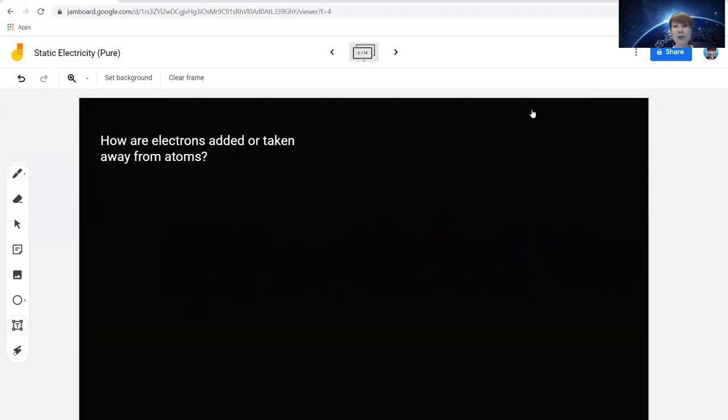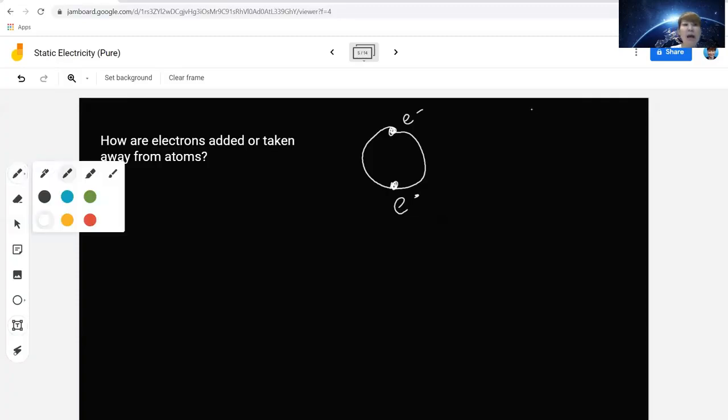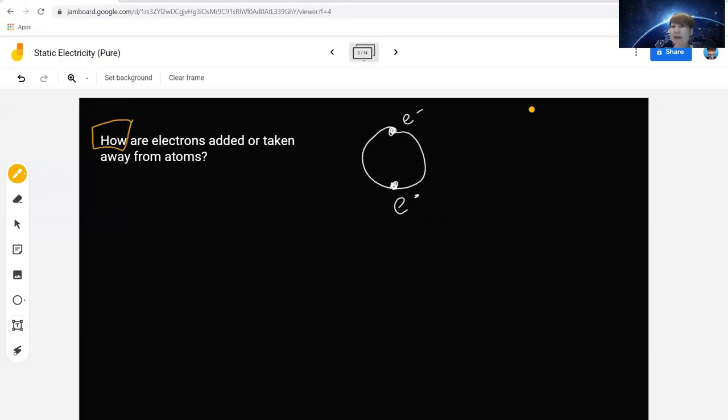Now let's move on to the next part. How are electrons added or taken away from atoms? At the very beginning, remember we talked about how you can cause an atom that is originally neutral to become positive or negative, either by adding or taking away electrons. Now, the question is, how? What are the processes that allow us to take away and to add electrons? Is it that easy? There are a few categories to look at.